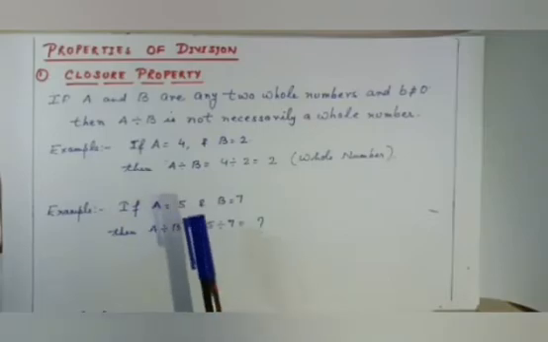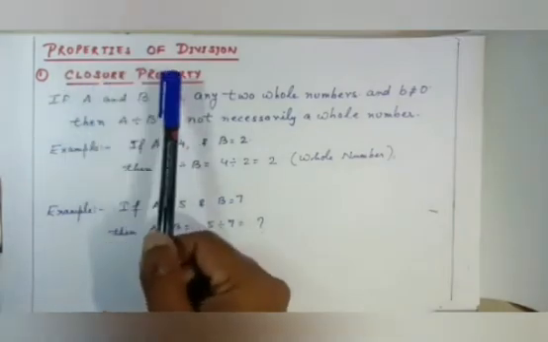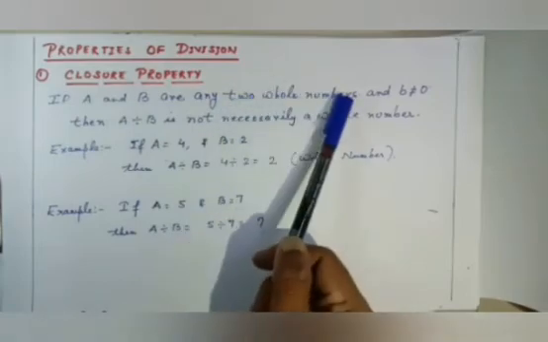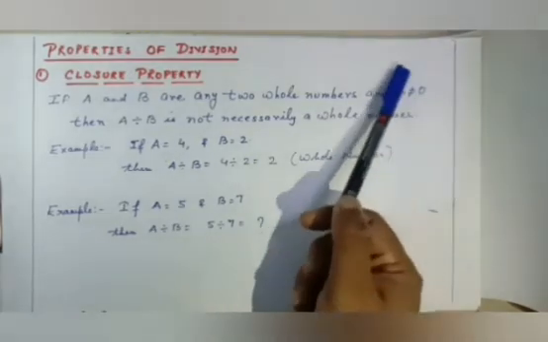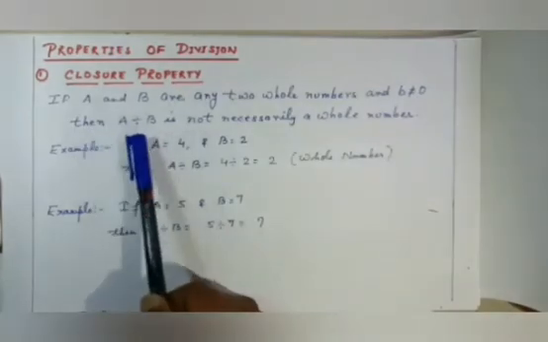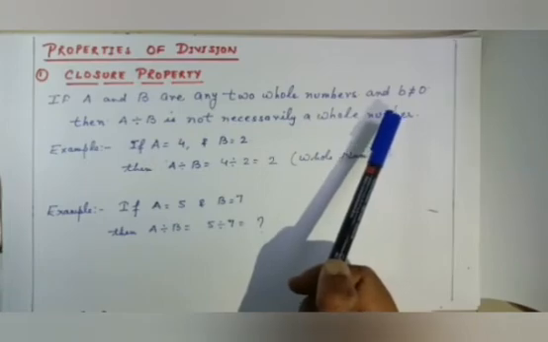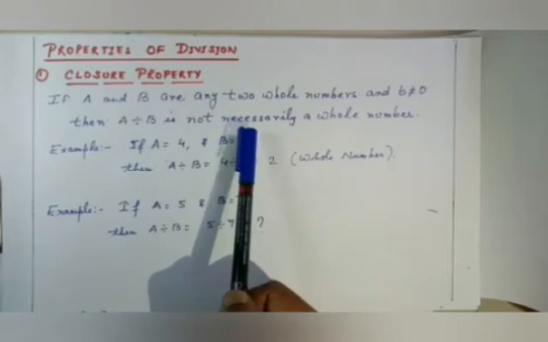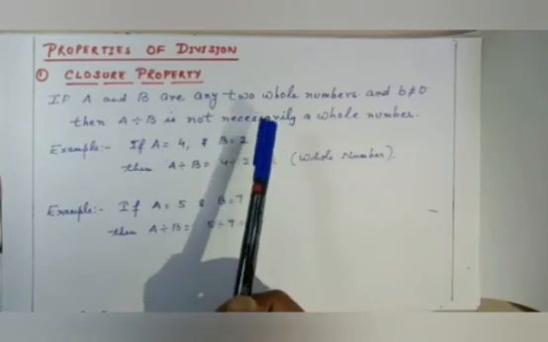You only have to prove that LHS is equal to RHS. Let us come to the new property, that is properties of division. The very first property is closure property. Let us see what it says. If a and b are any two whole numbers and b is not equal to 0, remember that this condition is very important, then a divided by b is not necessarily a whole number. It means if you divide a whole number by any number, it is not necessary that the answer we get will be a whole number.